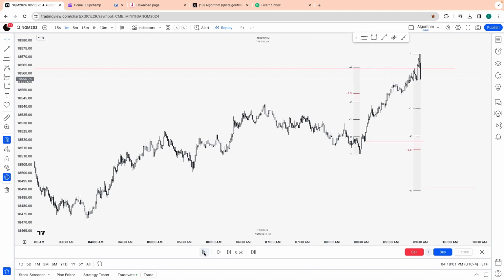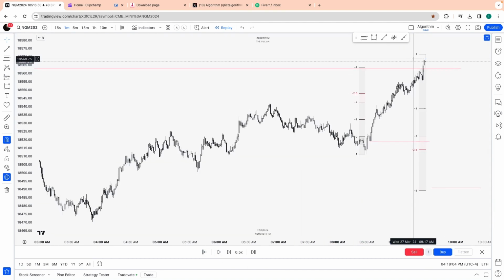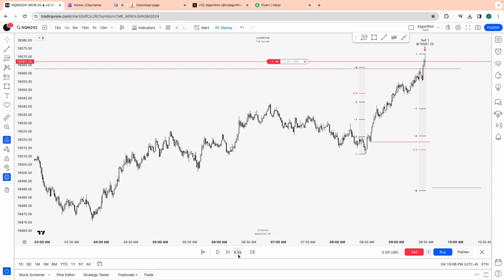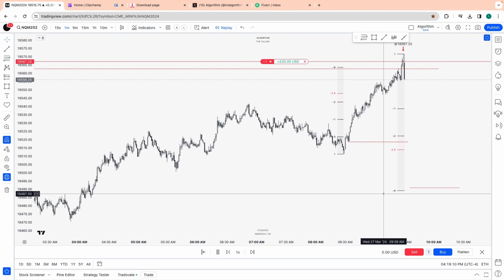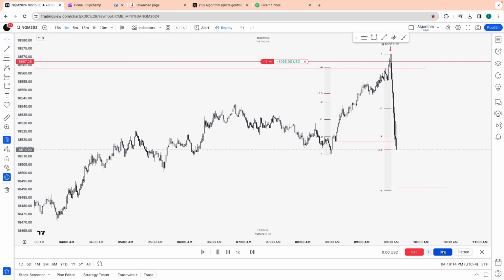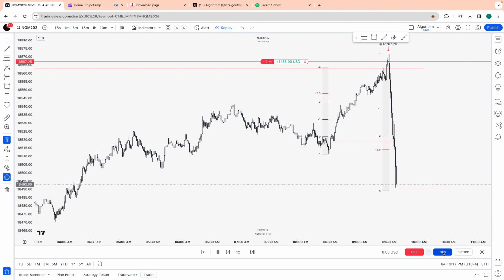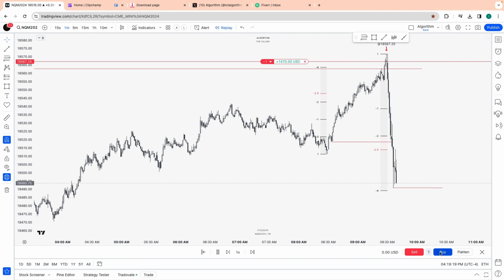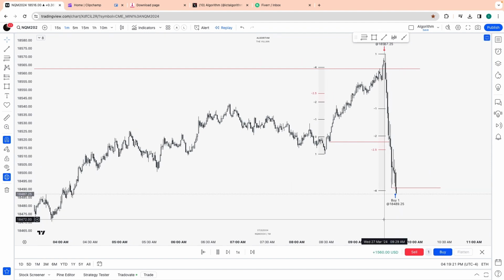Taking a turtle soup entry, and targeting 4 standard deviations. Taking a quick partial here, waiting for liquidity to be engineered, and then taking our final profits here.